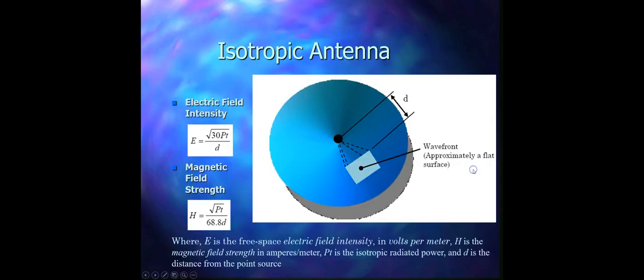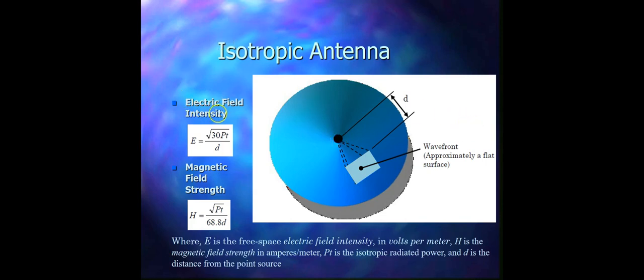Now next is the isotropic antenna continued, and in this we have electric field intensity and magnetic field strength. Here in the picture, this square box which you see is actually a wavefront from an isotropic point source, and with the appropriate equipment we can measure the electric and magnetic field strength or intensities of a radio wave.